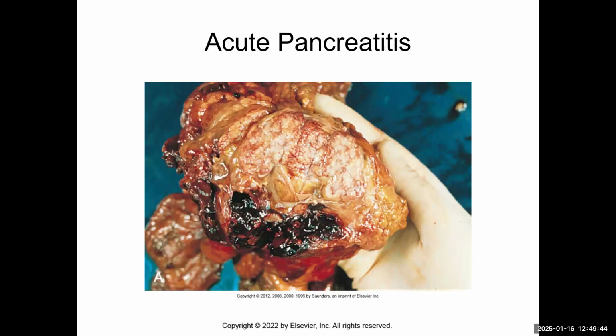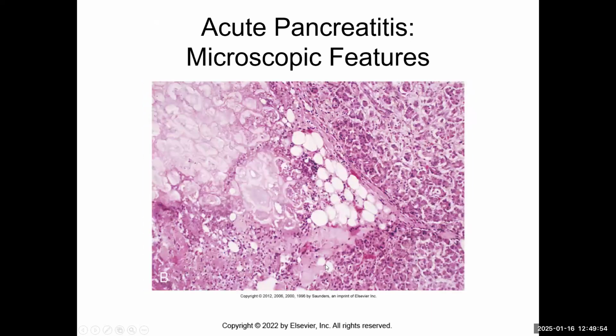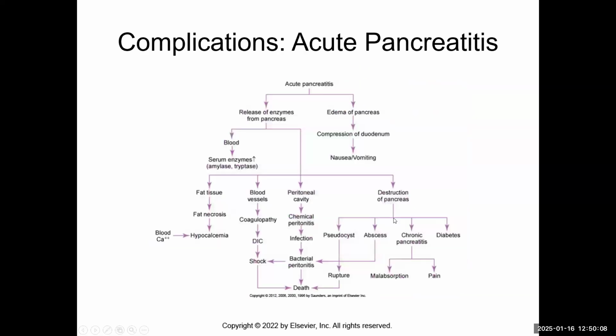So we have here a picture of a pancreas, and this is actually a hemorrhage in the pancreas, and it's very swollen. So there's a bit of hemorrhage in the pancreas. And then here we actually have some necrotic foci, areas in the pancreas here. This is normal tissue here, but this is necrotic.